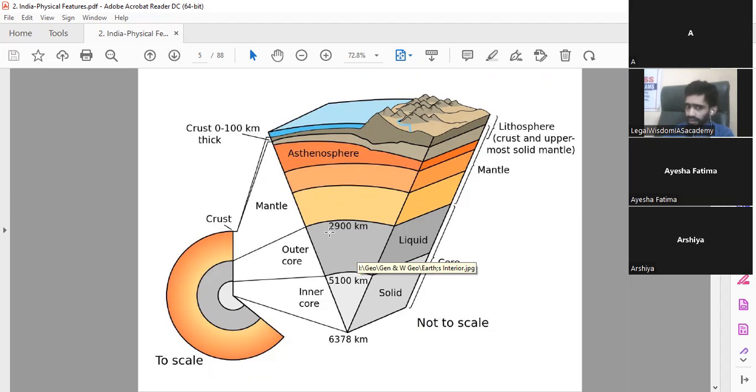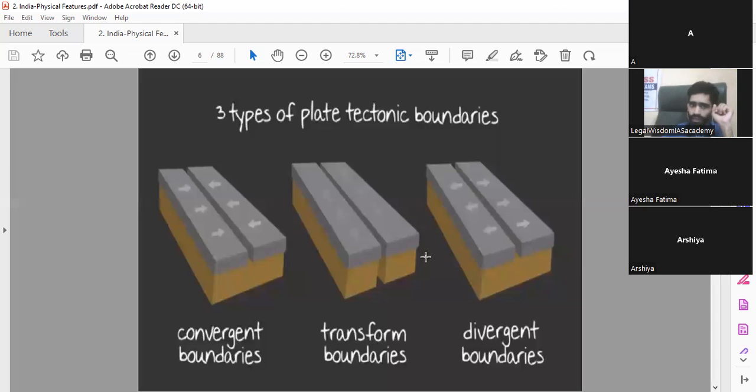इसके ऊपर mantle आता. Mantle में क्या क्या हिस्सा रहता? Mantle में first it is asthenosphere, then the lithosphere and the upper solid mantle. उसके बाद में then we have seen the 3 types of tectonic plates. What are the 3 types of tectonic plates? One is the convergent boundaries.